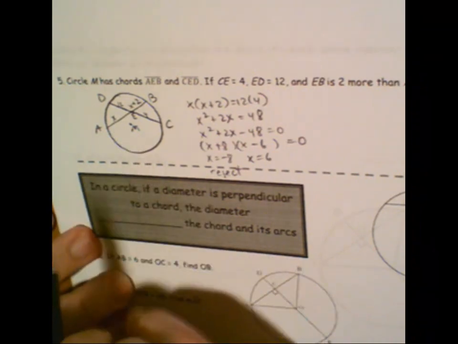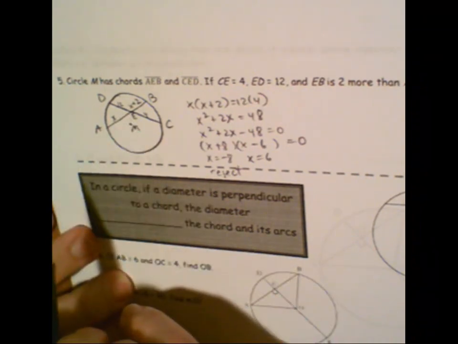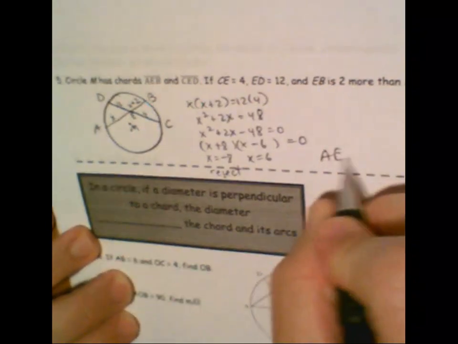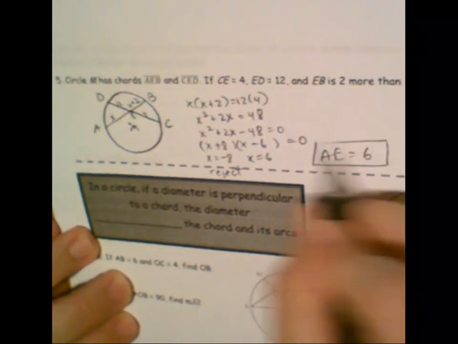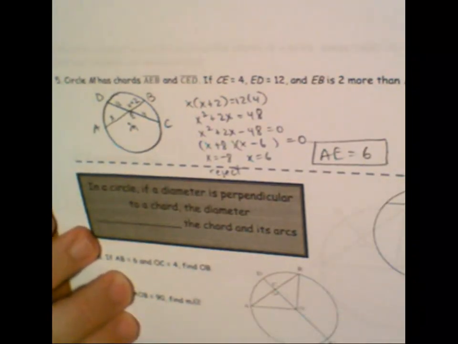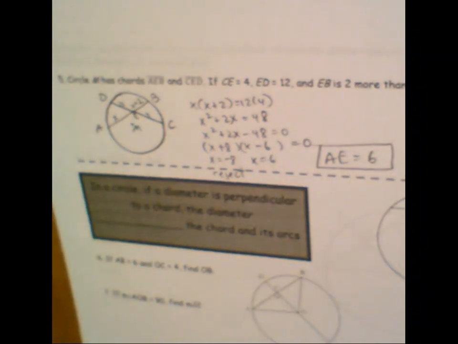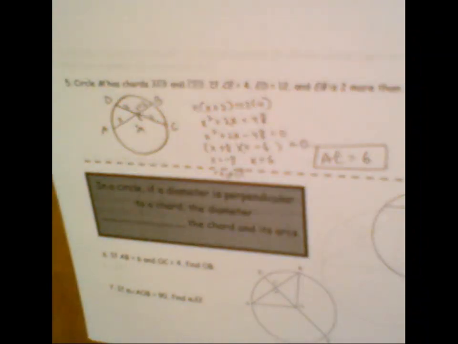So find AE. AE is X. X equals 6. AE equals 6. Okay. Now, there's one more rule you're learning today.